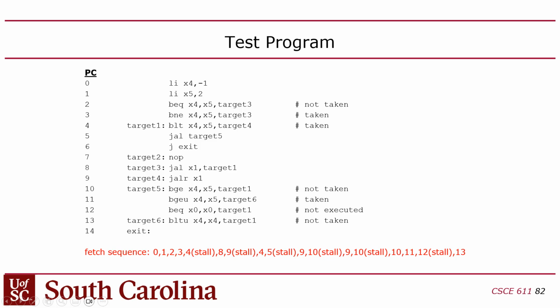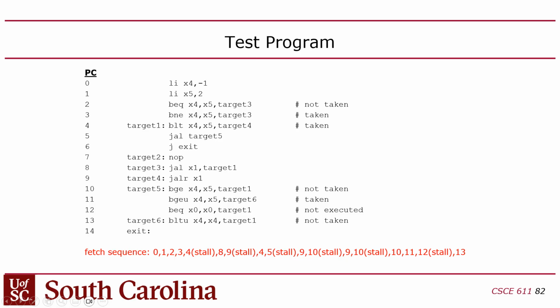When you look at the fetch sequence, we're going to fetch instruction 0, 1, and then we get to 2. And 2 is checking to see if registers X4 and X5 are equal. Are they equal? No, because I loaded negative 1 and 2 in there, right? And negative 1 doesn't equal 2. So that first branch is not taken.